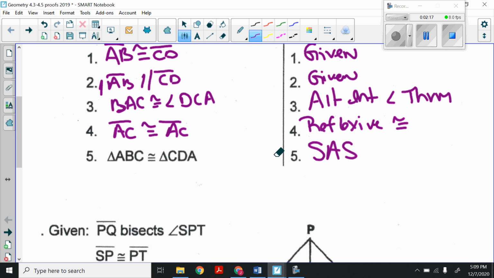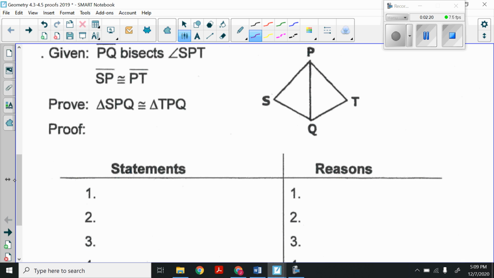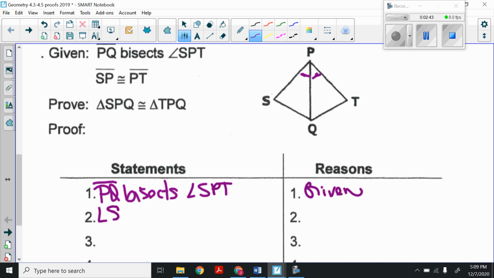Okay. Number 2, given PQ bisects angle SPT, given. I'm going to go ahead and write, what does that mean? So PQ bisects angle SPT, that's this angle at the top. That means it cut it in half. So each side is the same. So my next statement, I'm going to say angle SPQ is congruent to angle TPQ. My reason, definition of angle bisector. Okay.